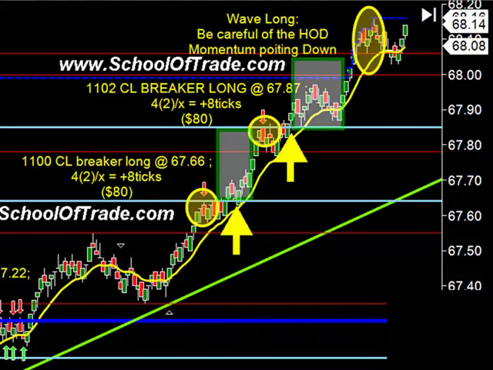Talking about those swing highs and swing lows. We identified these swing highs automatically on my charts with my swing indicator. We then get involved long above that swing high. And then, of course, is the breaker long entry here at 66 for a quick 8 ticks there.